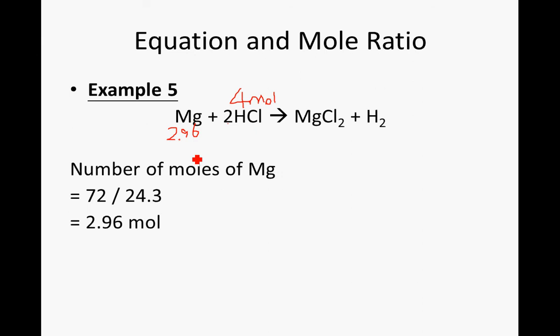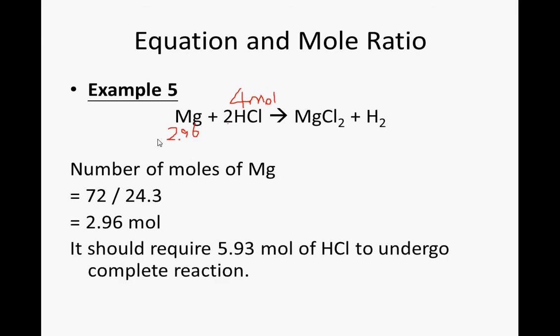So you see that they are not in the ratio of 1 to 2, so there must be one of them in excess and another one is the limiting reactant. So how can we determine which one is the limiting reactant? Okay, I will suggest one way. If you look at Mg 2.96 mole, in order to let all these 2.96 mole react, how many moles of HCl has to be used?